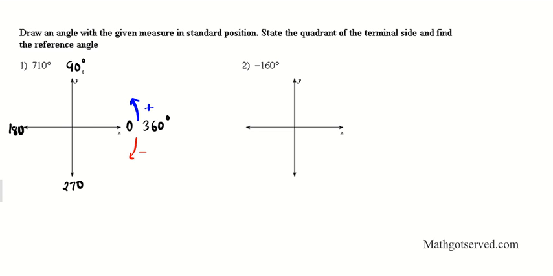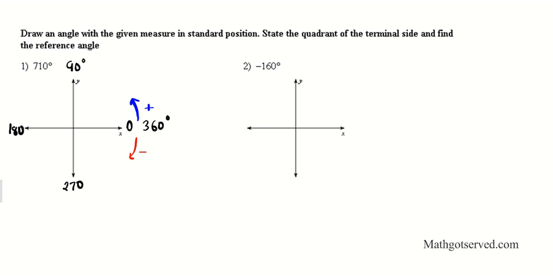If we add another 90 to 360, we have 450. Add 90 to 450, we have 540. Add 90 to that, we have 630. Still too small, add another 90, we have 720 degrees. So you can see that 710 is between 630 and 720. Our terminal side is going to reside somewhere here in this quadrant right here.